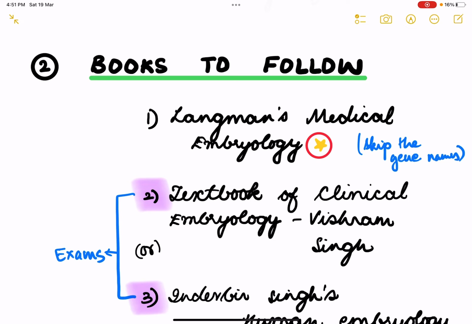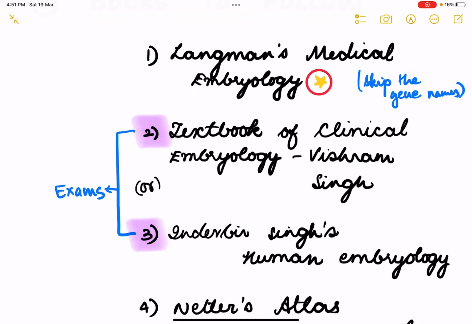Otherwise, you can follow either Textbook of Clinical Embryology by Vishram Singh or Inderbir Singh's Human Embryology. Both are equally good. The only advantage of Vishram Singh's embryology textbook is that it has easy to draw diagrams, so you can easily reproduce those diagrams in your university exams. But Inderbir Singh's Human Embryology is also given in simplified language. The language is very simple, and you've got flowcharts at the end of each and every chapter, which is highly useful during revision for your exams. So both are equally good. Both are for cracking exams.